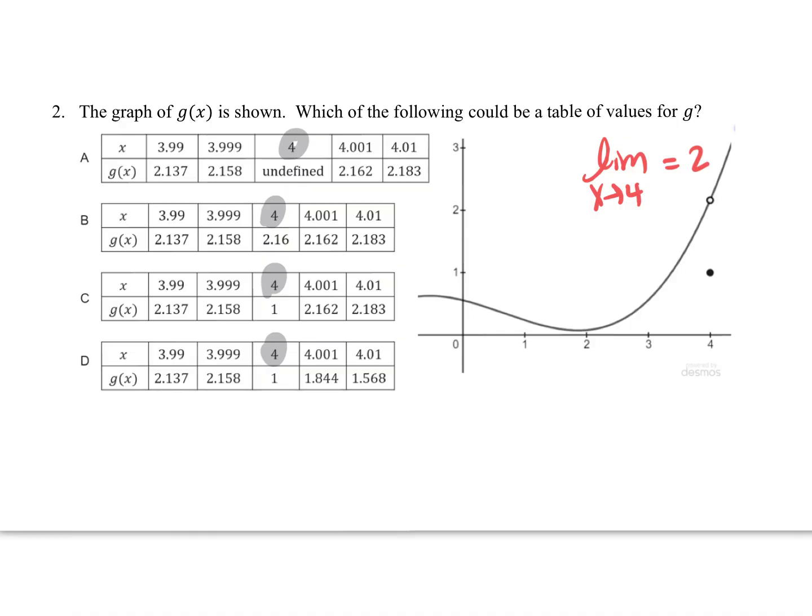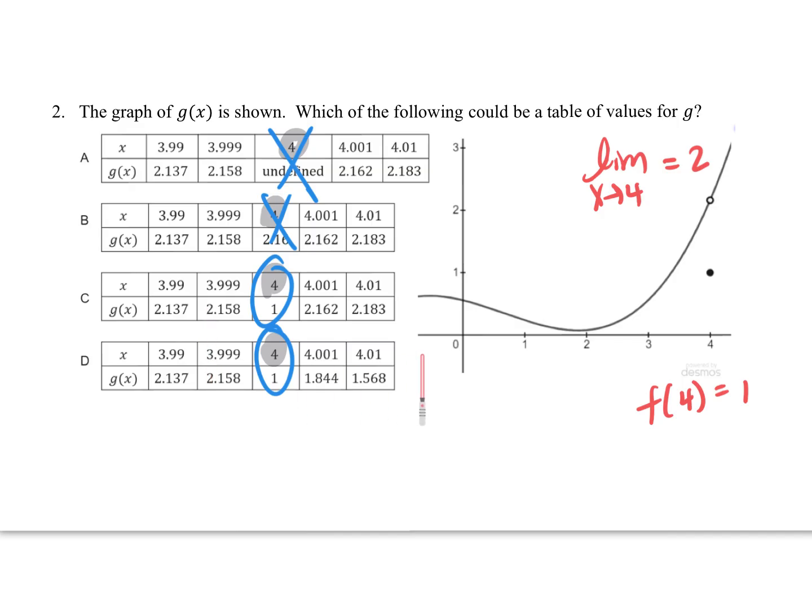But is there a point at 4? What would f of 4 be? 1. So which one of these tables looks like it has the point for 1? Which ones can we get rid of? A and B are out because those don't have the point for 1. There's the point for 1. And then how are we going to decide between C and D?